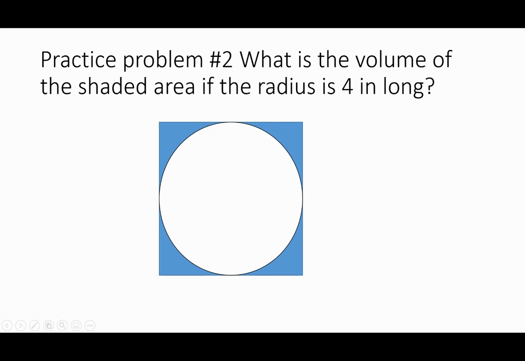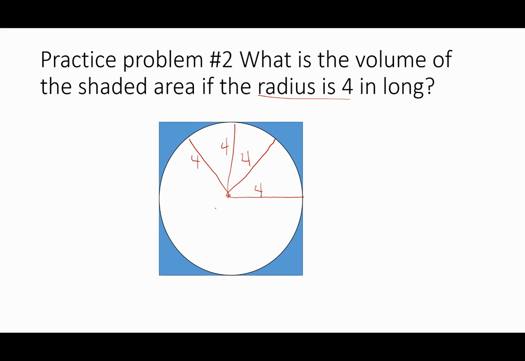What is the volume of the shaded area if the radius is 4? So I'm going to put in here my center of my circle, and we have to find where the radius is 4. So I'm going to put this directly across. This is 4. We could put it this way. This is also 4.